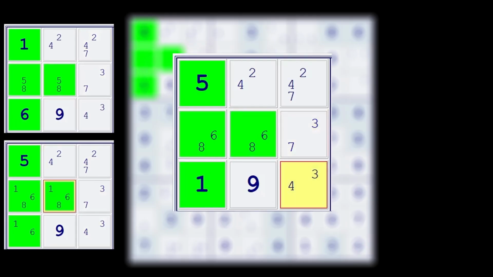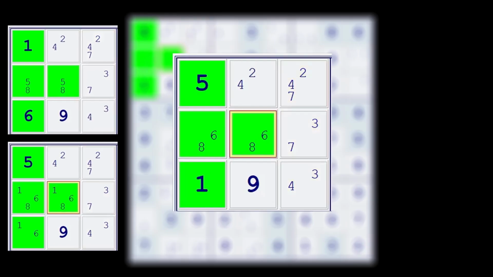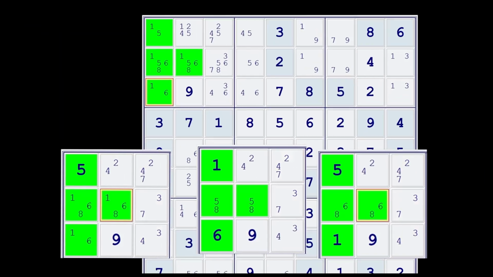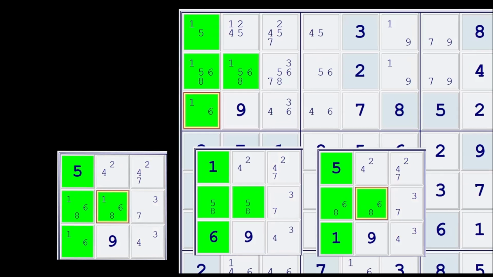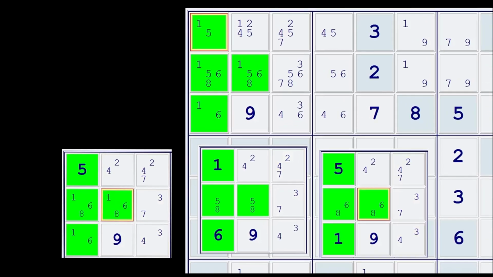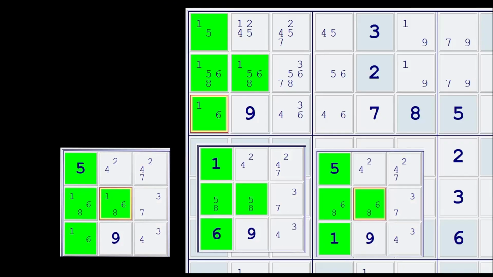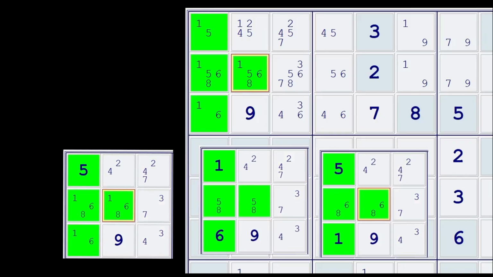I can eliminate all the 8s and all the 6s from the other cells, and this case would be left like this. Looking at all the possible variations, we realize that it doesn't matter whether the 1 or the 5 goes here, it doesn't matter which of these four numbers goes here, whether the 1 or the 6 goes here, and the same here in the middle cell.